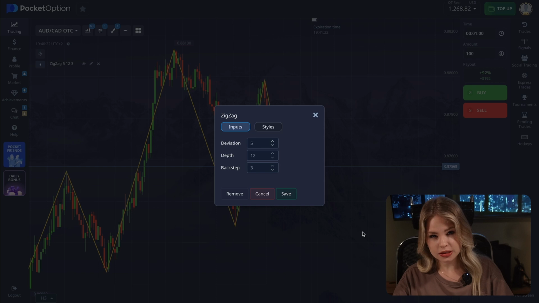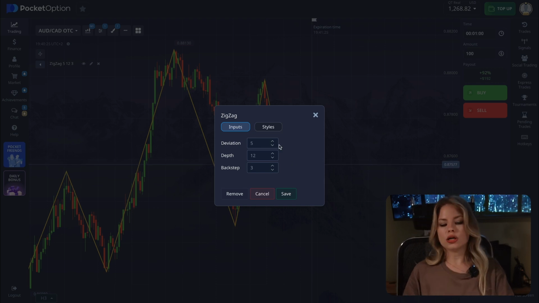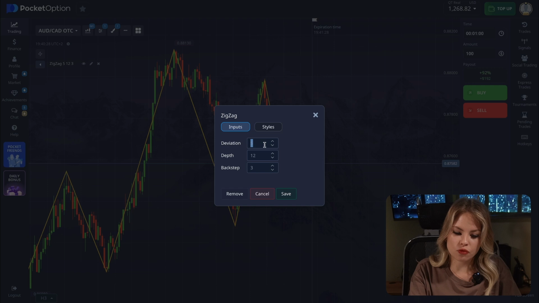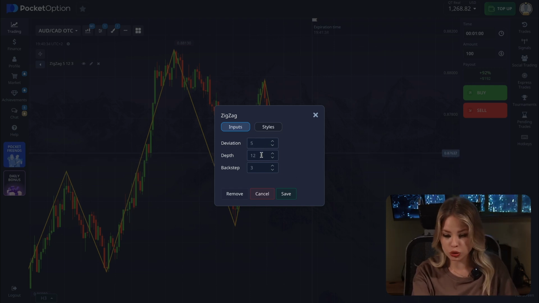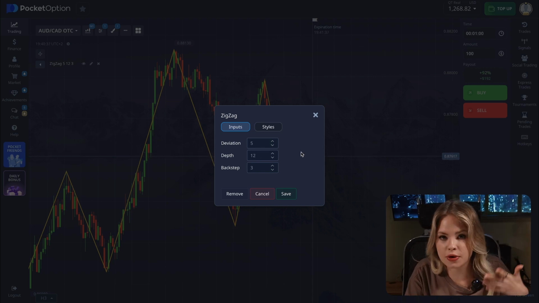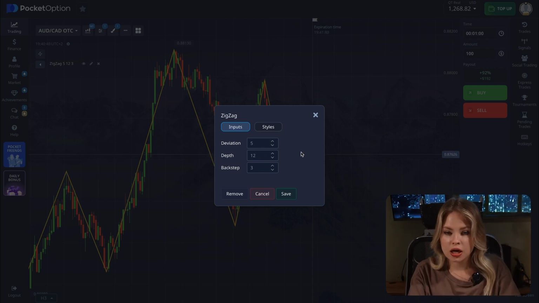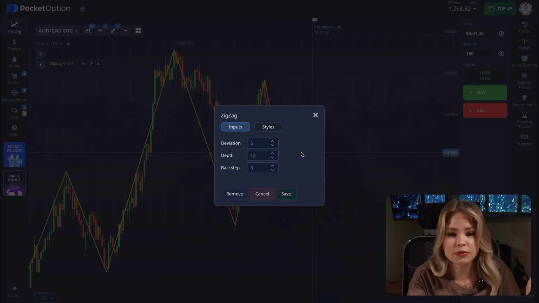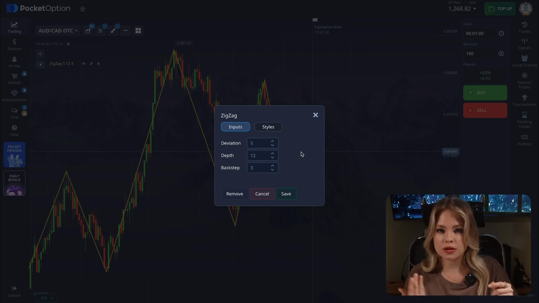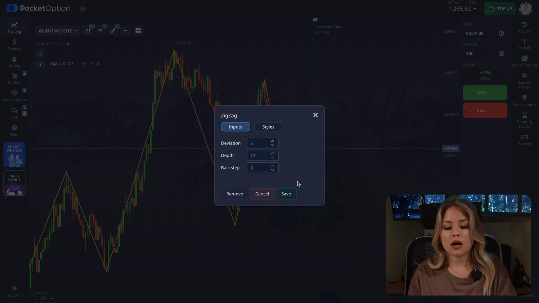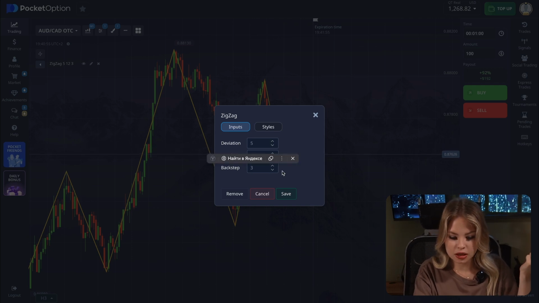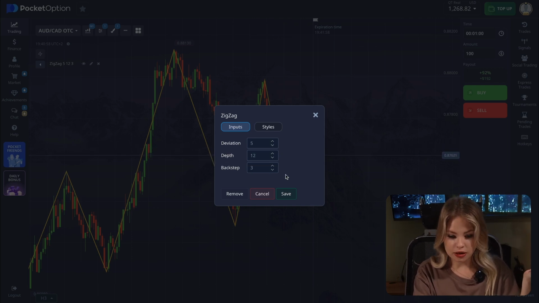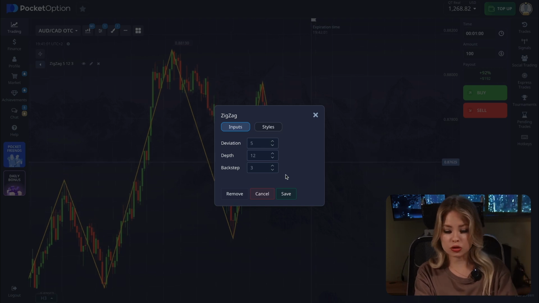If you want to trade really quick, fast, then your fields should be deviation from 1 to 3, depth from 3 to 5, and backstep 1 or 2. It's because of the faster reaction to the market, to the changes, to the candles. If you want to trade long term, then on the contrary, you should put greater numbers here, like we have with the base settings. Deviation from 5 to 10, depth from 10 to 20, and backstep around 5.